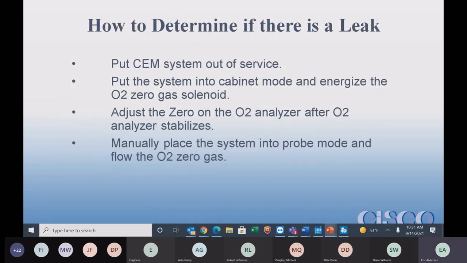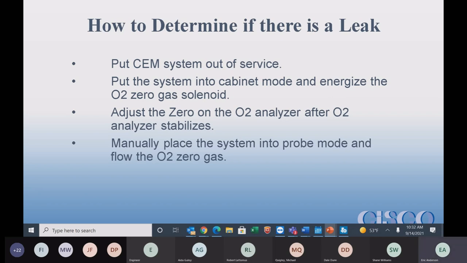How to determine if there is a leak. So basically, how to do a leak check. So we're going to put the CEMS out of service. We're going to manually put the system in the cabinet mode and energize the O2 zero gas solenoid. So we're flowing the zero gas in the cabinet. And we're going to zero the O2 analyzer. After the O2 analyzer stabilizes in the cabinet, it usually only takes about a minute. You know, you might want to wait 2 minutes. So we're going to zero the O2 analyzer in the cabinet.